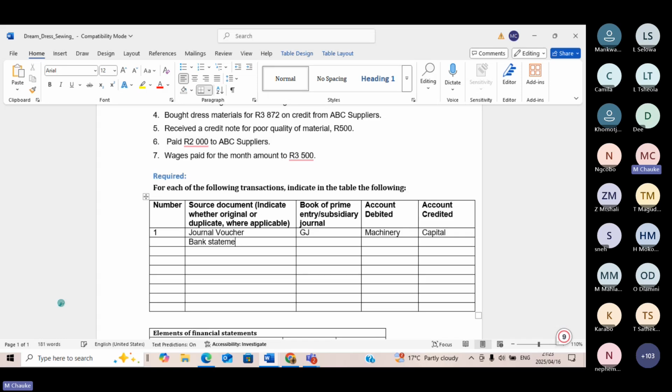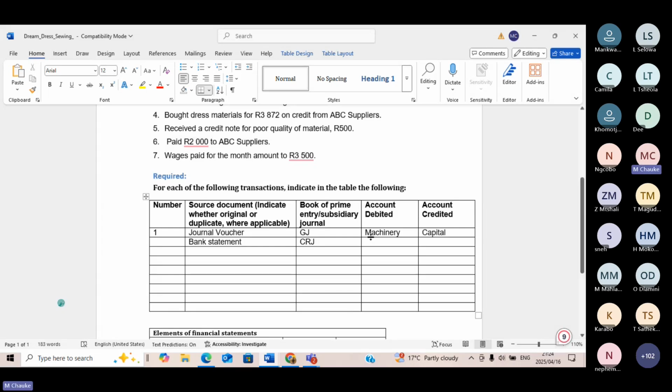And then because we are receiving money, the book of prime entry or subsidiary journal that we are going to record transactions where we receive money in is going to be a CRJ, the cash receipt journal, because we are receiving money from the owner. So the book of prime entry is going to be cash receipt journal, CRJ. Are you guys following right there?